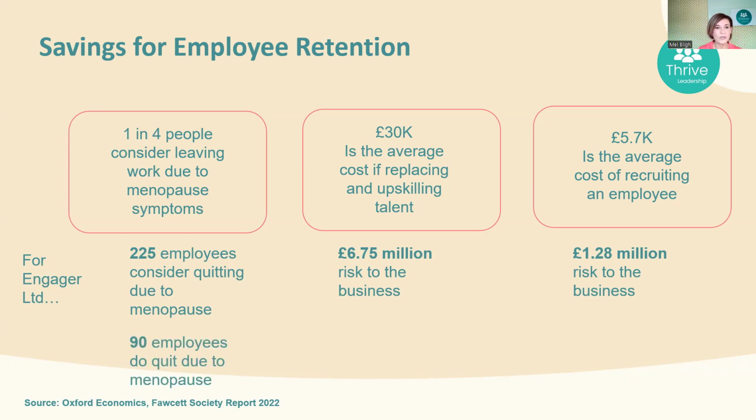Now, in reality, we know that 1 in 10 women currently leave the workplace due to menopause. So if we extrapolate that from the 900 employees at Engager, that's 90 employees quitting due to menopause. That's a £2.7 million risk in terms of rehiring, upskilling, and inducting those people, and over £500,000 of recruitment costs. Again, I believe these figures are fairly conservative, but if you look at those numbers in terms of your organisation, it should give you a ballpark figure. Like I say, if you know you've got some senior leaders in those numbers, you can inflate those somewhat.